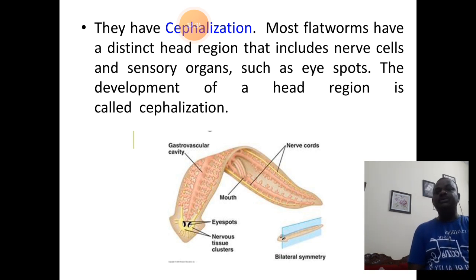Then the next feature. The flatworms show a special phenomenon referred to as cephalization. Cephalization is generally referred to as formation of head. The free living flatworms, which include Dugesia or planaria, show the presence of a very distinct head. As we see in the diagram down there, it shows a roughly triangular head with 2 black eye spots on its dorsal side, and 2 expanded auricles.